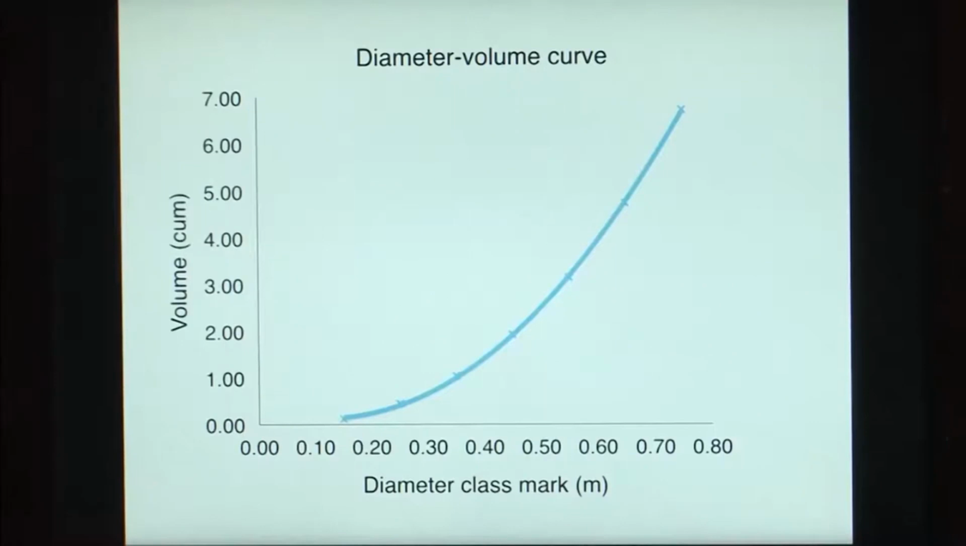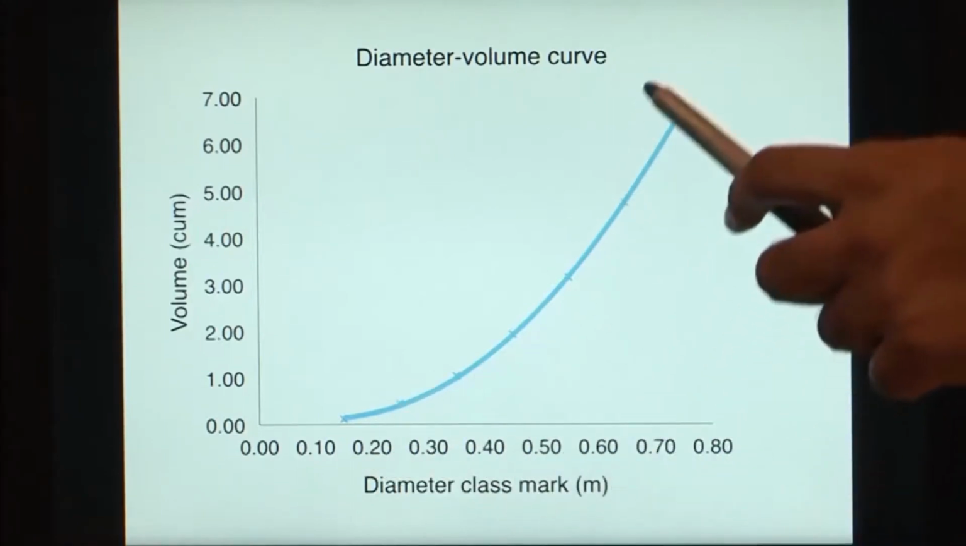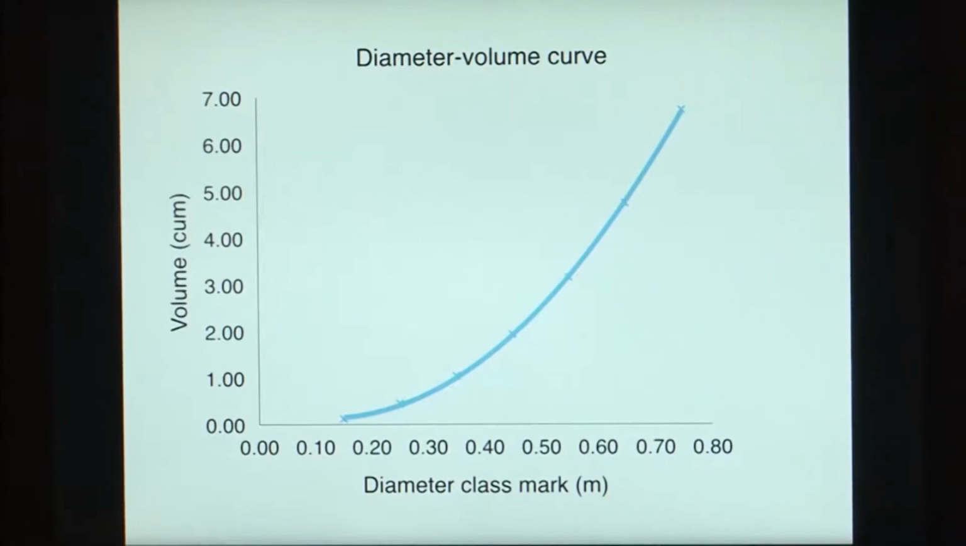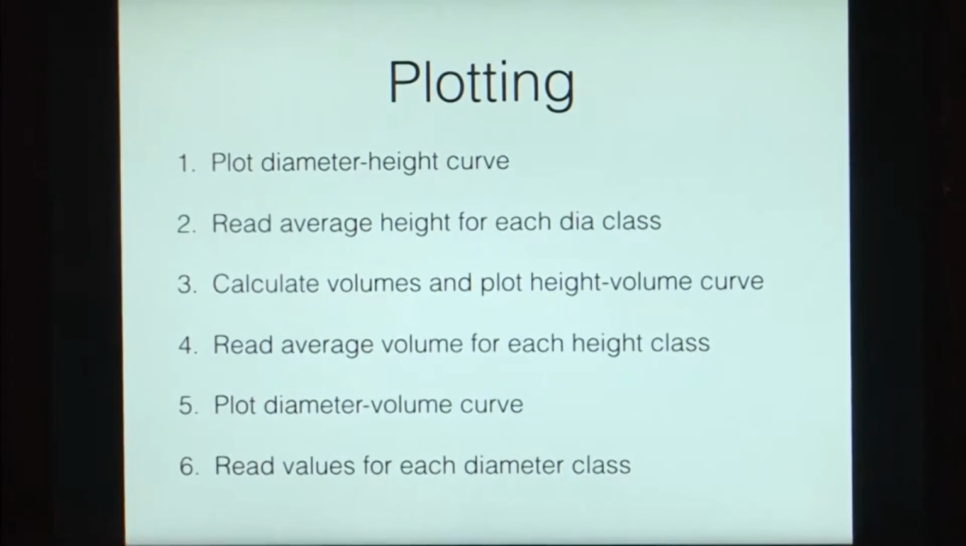So, here is one diameter versus volume curve. The volume goes on increasing at a slow rate in the beginning and then it is going to increase exponentially. This is the diameter versus volume curve. Once we have done that, we are going to read the values for each diameter class. So, now we know the typical heights for each diameter, we know the typical volumes for each height, and we know the typical volumes for each diameter class. We can use all these values now to get our general volume table.